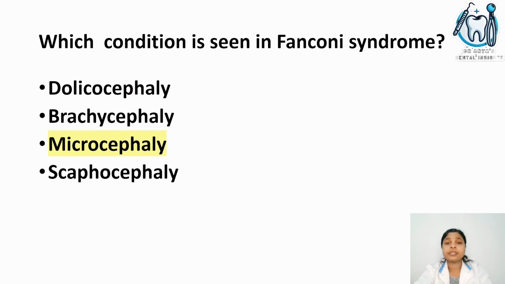So what is the answer? In Fanconi syndrome, it is microcephaly.